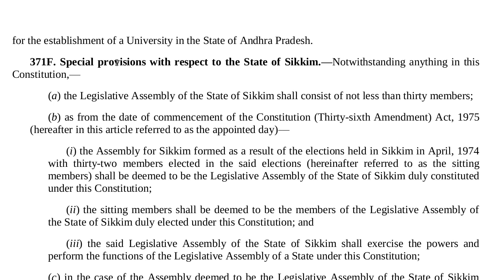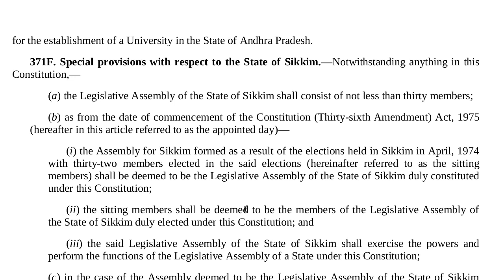Article 371F: Special provisions with respect to the state of Sikkim. Notwithstanding anything in this Constitution: A. The Legislative Assembly of the state of Sikkim shall consist of not less than 30 members. B. As from the date of commencement of the Constitution 36th Amendment Act 1975, hereafter in this article referred to as the appointed day: 1. The Assembly for Sikkim formed as a result of the election held in Sikkim in April 1974 with 32 members elected in the said elections, hereinafter referred to as the sitting members, shall be deemed to be the Legislative Assembly of the state of Sikkim duly constituted under this Constitution.